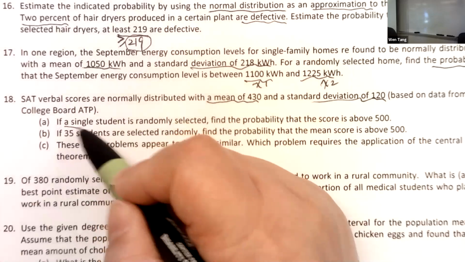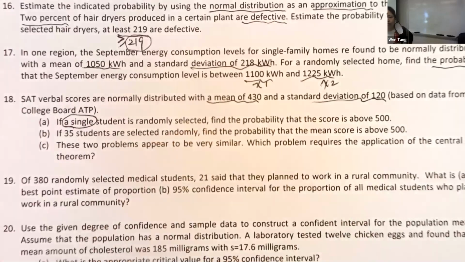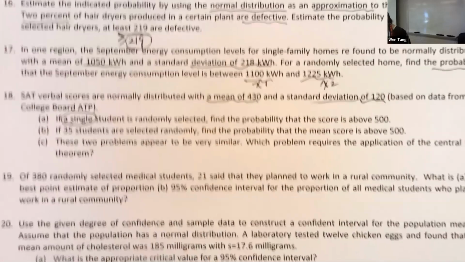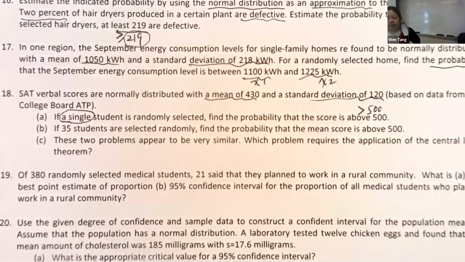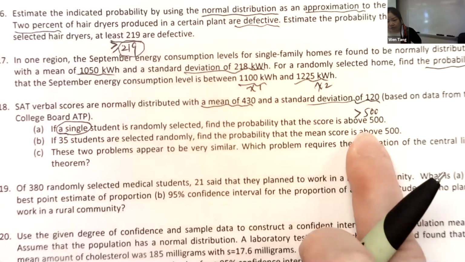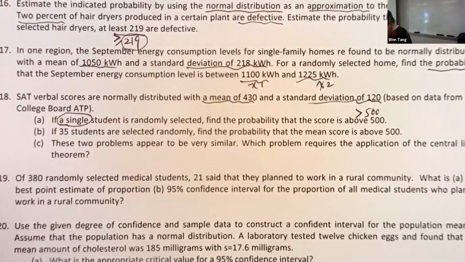If one single student is randomly selected, we want to find the probability. The score is above, so here it is greater than 500, right? So make sure you know the area should be from the right side. Don't forget this one. Let's check part A.